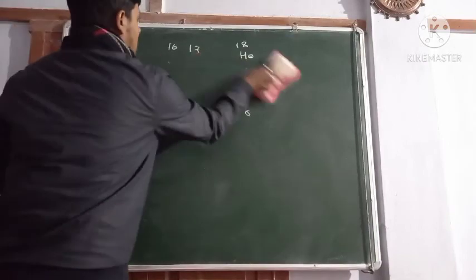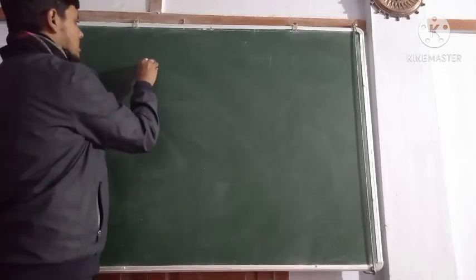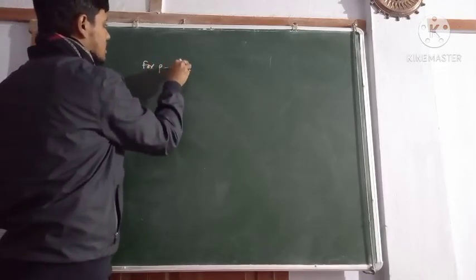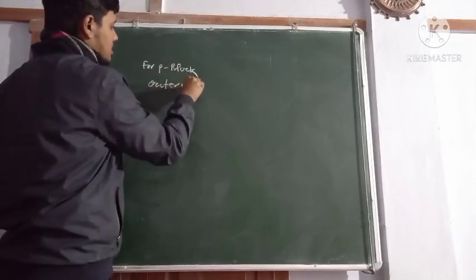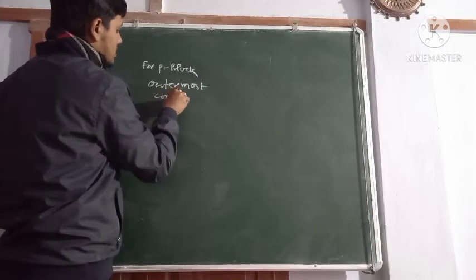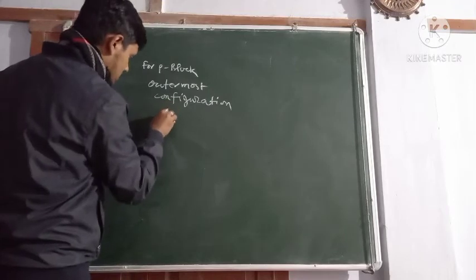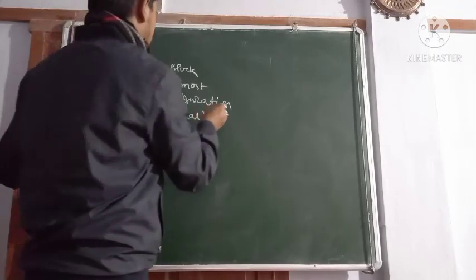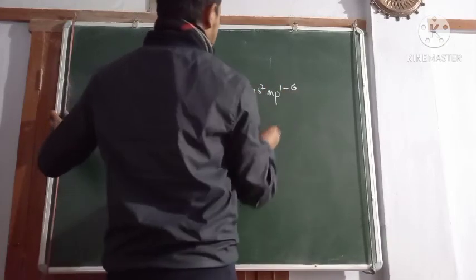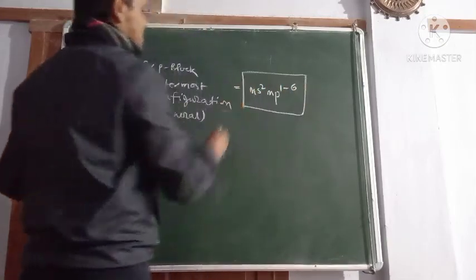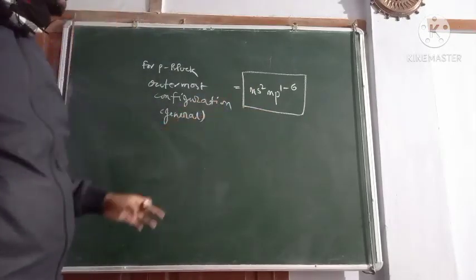Now if we see for p block, the general outermost configuration is ns2 np1 to 6. Okay, so ns2 np1 to 6, that means the last electron goes to the p orbital. So this is about p block elements.